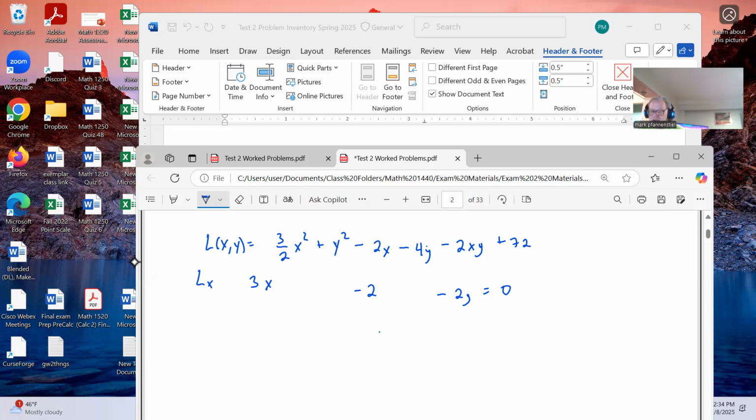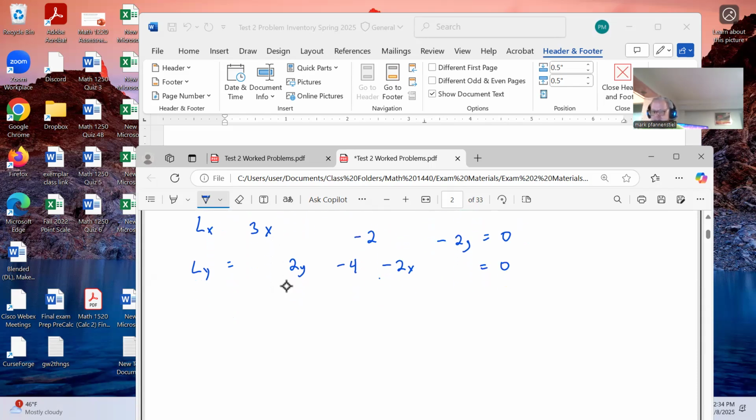Now we have our Ly. The derivative with respect to x is 0. We have a 2y, this guy is 0, we have a minus 4, and then a minus 2x, set equal to 0. Let's clean this up: this is 3x minus 2y. I'm going to push the negative 2 to the other side to give a positive 2. We have a negative 2x here, plus a 2y, and I'm going to push the 4 off to the other side. So we have something like that.